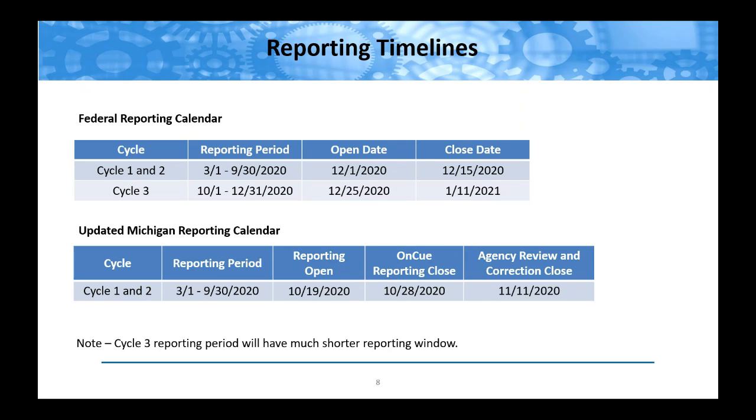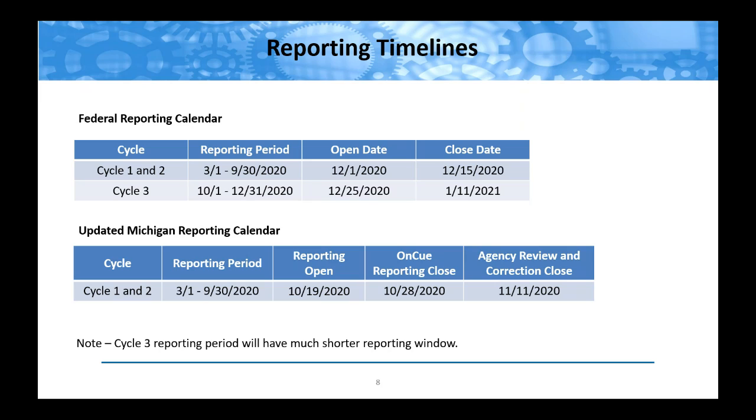So the reporting tool for OnQ is going to be open starting October 19th, and we will ask that all the subrecipients have their reports submitted by 10/28/2020. And then the agencies are going to be reviewing all of the subrecipient submissions and certifying that they appear to be accurate and complete, and getting that final certification to my office so that we can make that final upload to Treasury in time for that deadline.